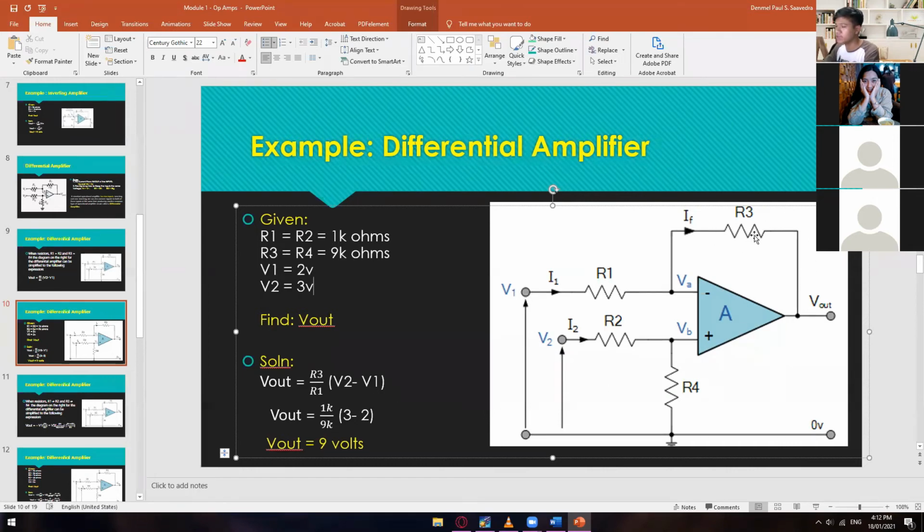So our reference voltage resistance is always higher than our series resistance in here, or our input resistance. So R3 and R4 is 9K, and then R1 and R2 is 1K. So that is why this one should be 9K divided by 1K. Okay, so sorry for that one. And then just simplify this one, and then you will get 9 volts. So did you guys get this one so far?